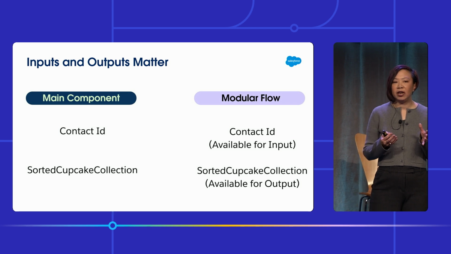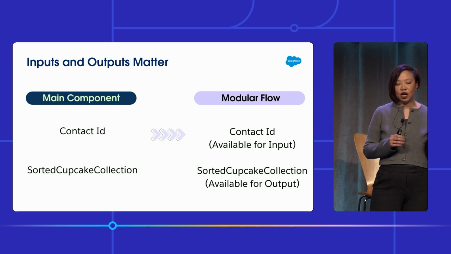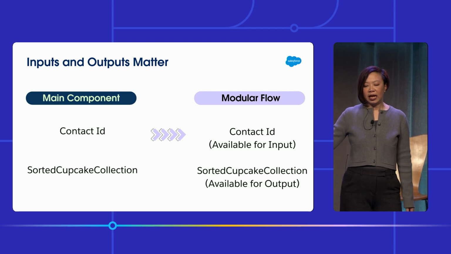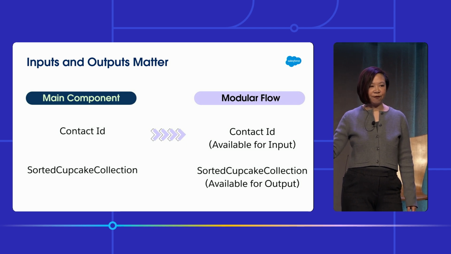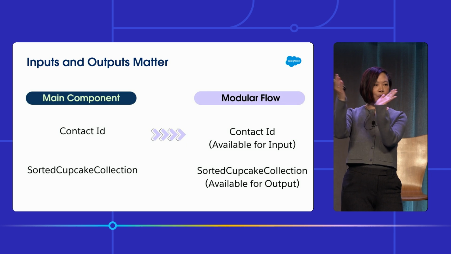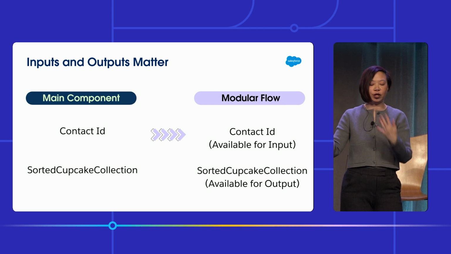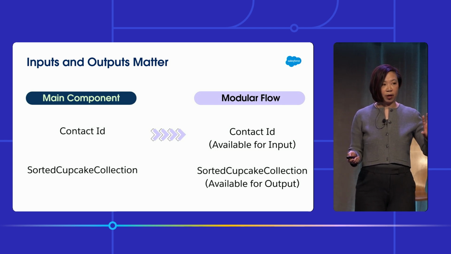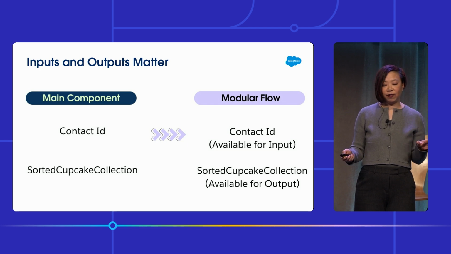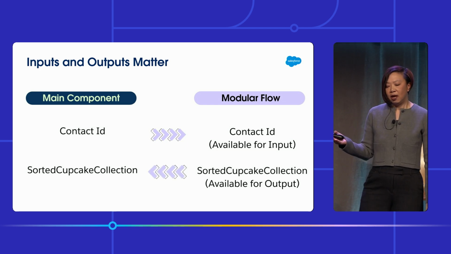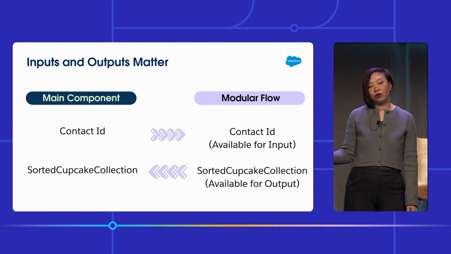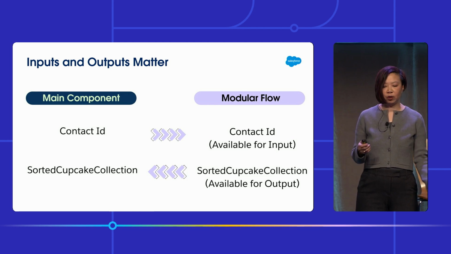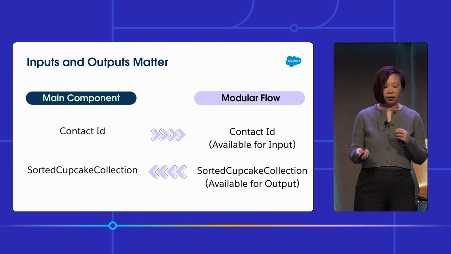So in your main component, if you're looking to send a contact ID into your modular flow for it to take action on, in your modular flow, that contact ID variable needs to be available for input. You're basically opening it up to receive the data in order to do something with it. And then if you're looking for information to be available in the thing that invoked the modular flow, coming outwards, that variable in the modular flow needs to be available for output in order for it to send it outside of the flow. So those pieces are really important to make it all work.